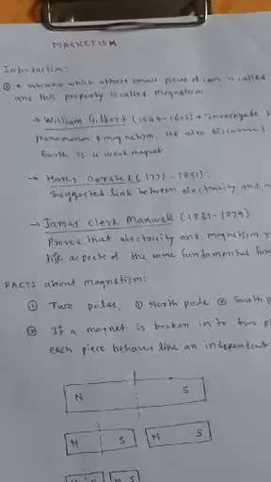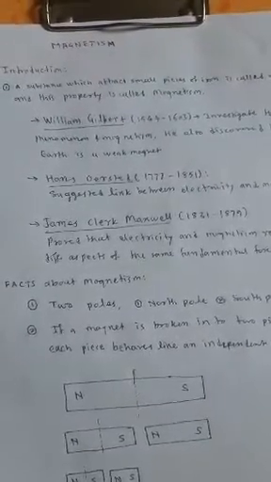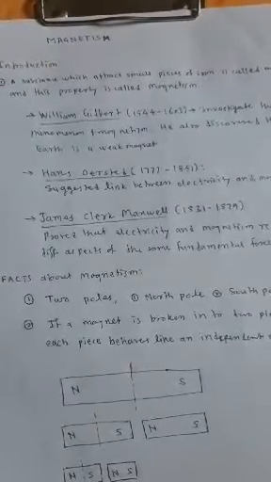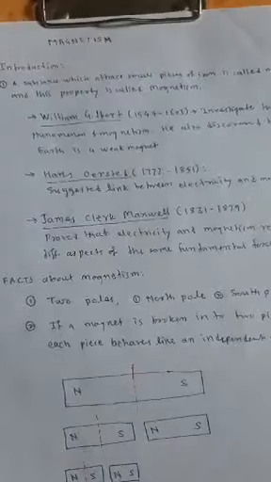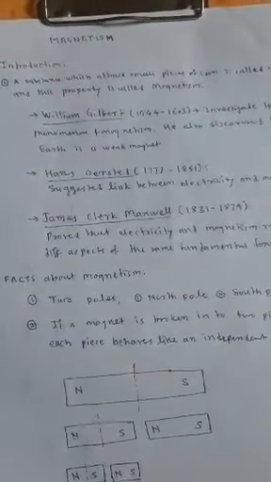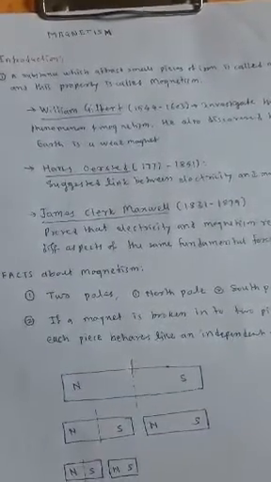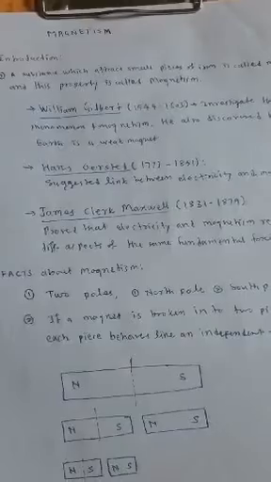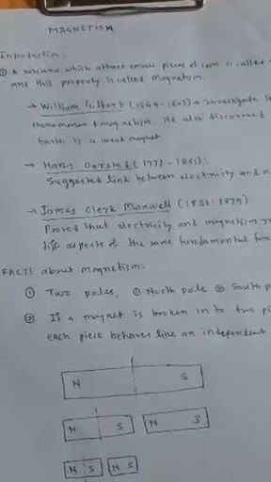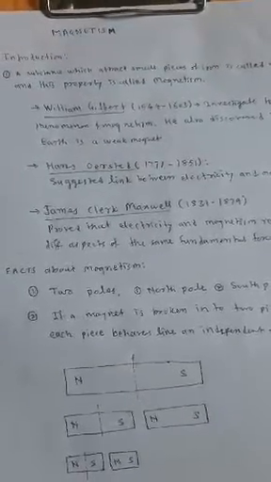We know that a substance which attracts small pieces of iron is called a magnet. And this property of attracting small pieces of iron, nickel, cobalt is called magnetism. The property of the magnet is called magnetism.